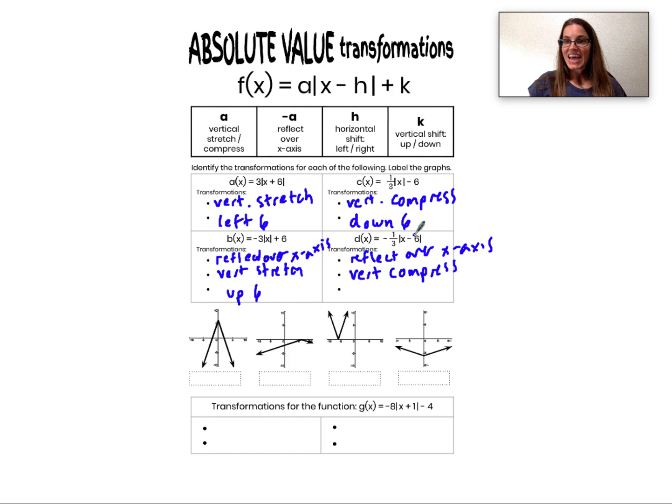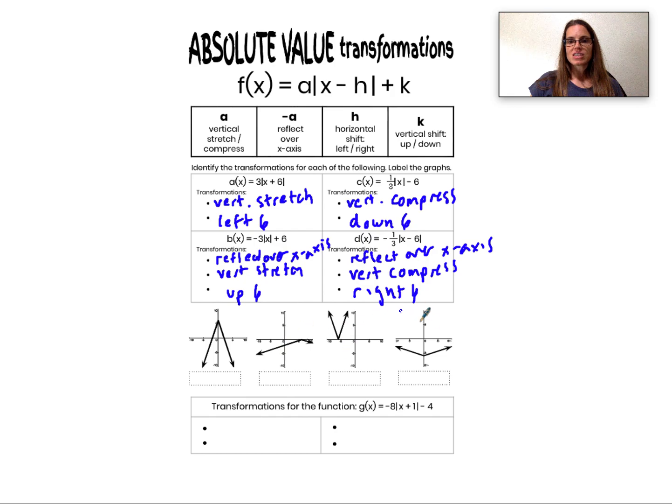And then inside the absolute value bars, we're moving left or right. It's the opposite of what you would think because we're subtracting h. So you think, hey, I'm moving left. Nope, right, 6. Now we can use this identification in order to label our graphs.